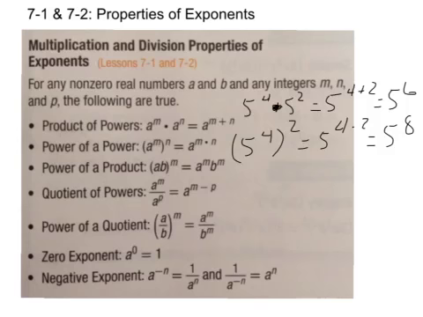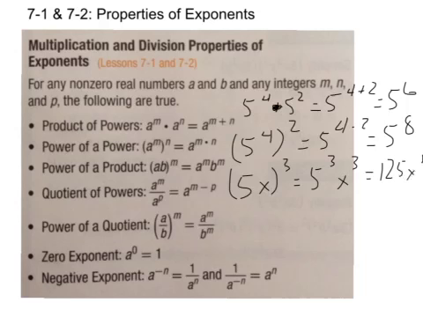And the third one is power of a product, which is ab to the m power is a to the m times b to the m. So this is what that one looks like. If we had 5x to the 3rd power, that is 5 to the 3rd power, x to the 3rd power, which 5 to the 3rd power is 125, so it's 125x cubed. That's power of a product.